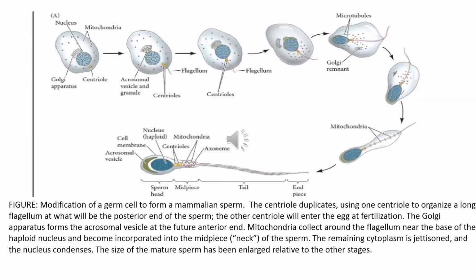Now, this slide shows the complete process of spermiogenesis, which is basically the last step of spermatogenesis. In this case, you can see the centriole divides into two. One centriole will be required for formation of flagella in the sperm, whereas the other centriole will enter the egg along with the sperm nucleus, because this is the centriole which will help in spindle formation after fertilization.